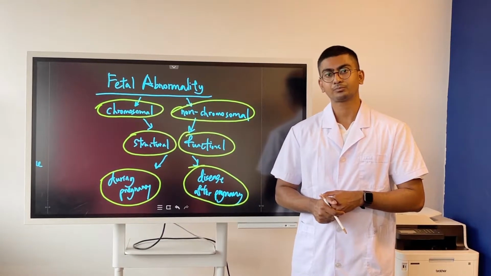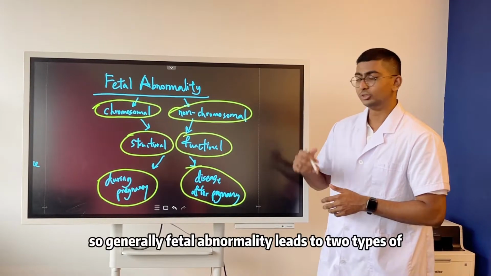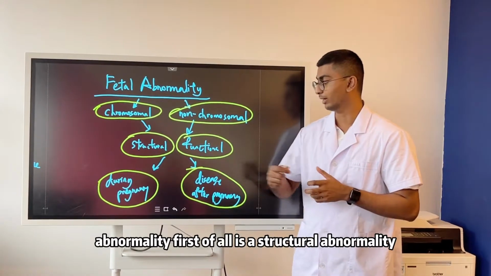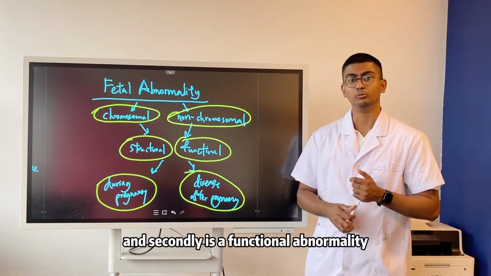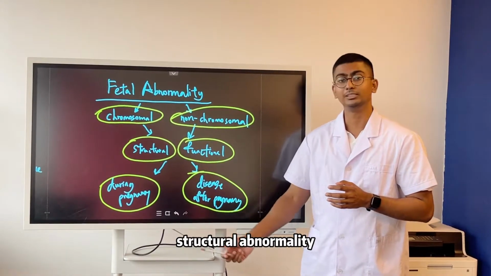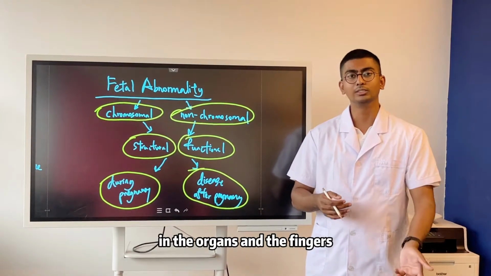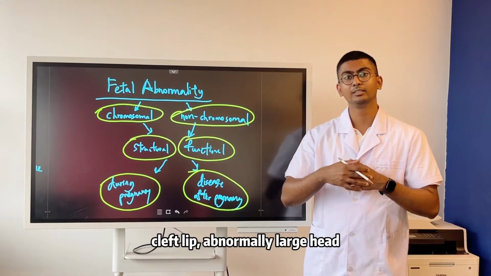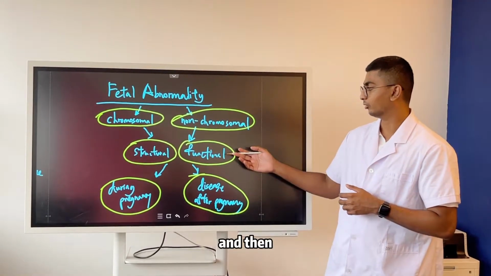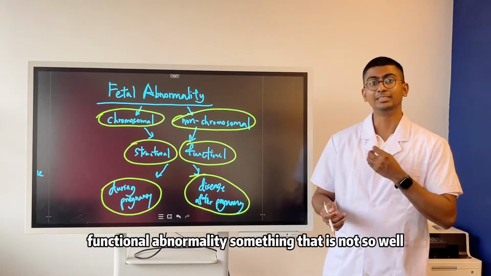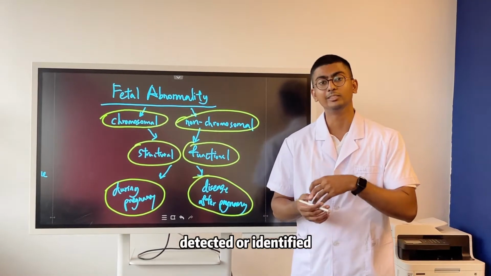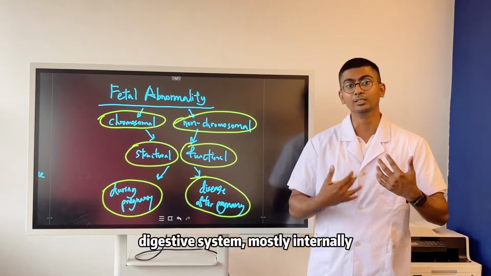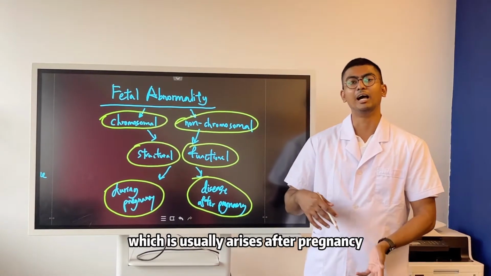And so generally, fetal abnormality leads to two types of abnormality. First of all is a structural abnormality, and secondly is a functional abnormality. Structural abnormality simply means that there are some defects in the organs, in the fingers, cleft lip, abnormally large head, these types of things. And then functional abnormality is something that is not so well detected or identified because there are defects of the nervous system, the digestive system, mostly internal, which usually arises after pregnancy.